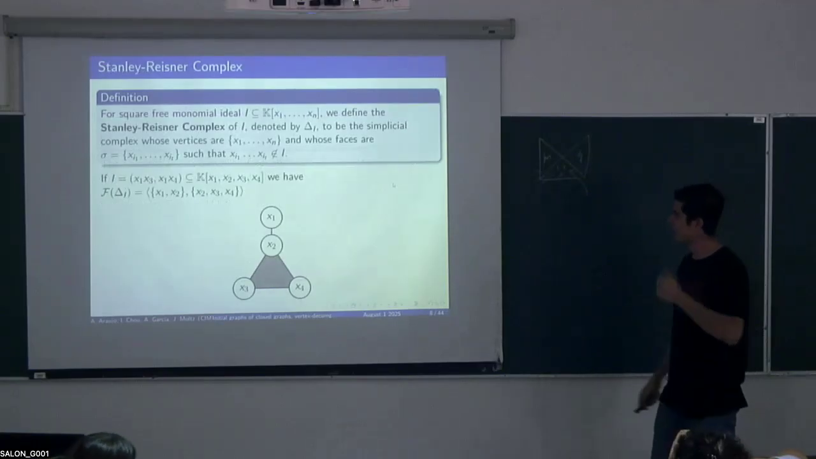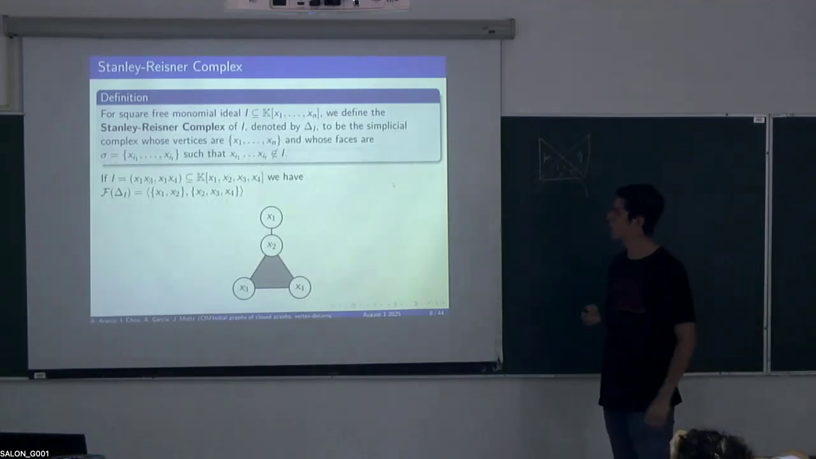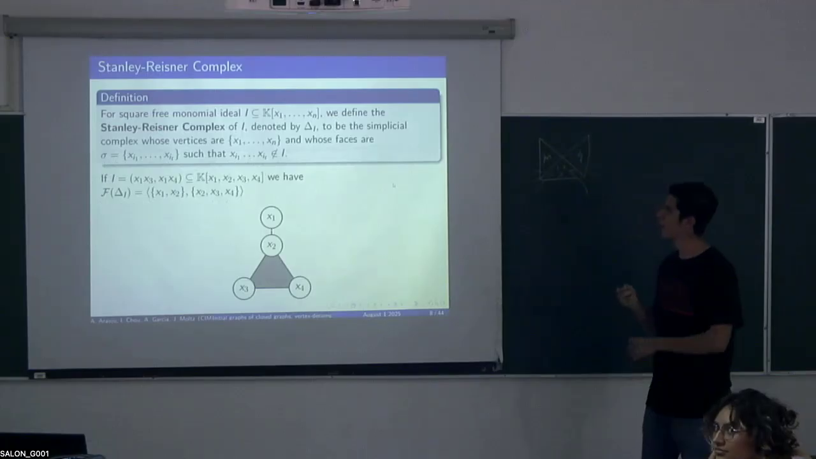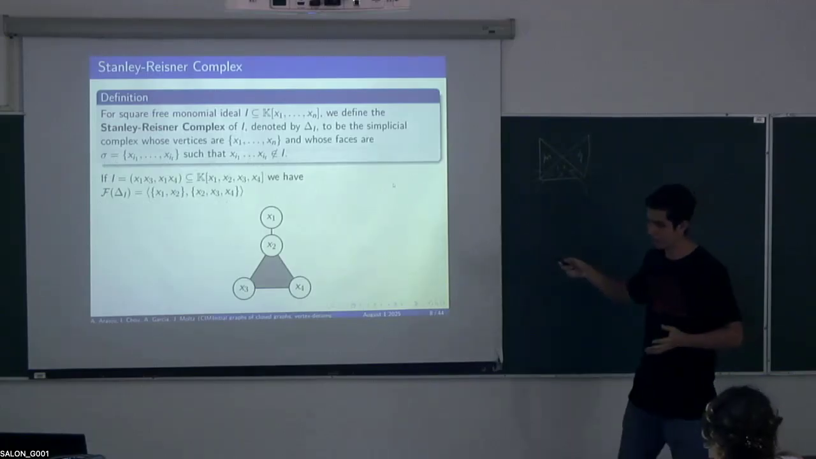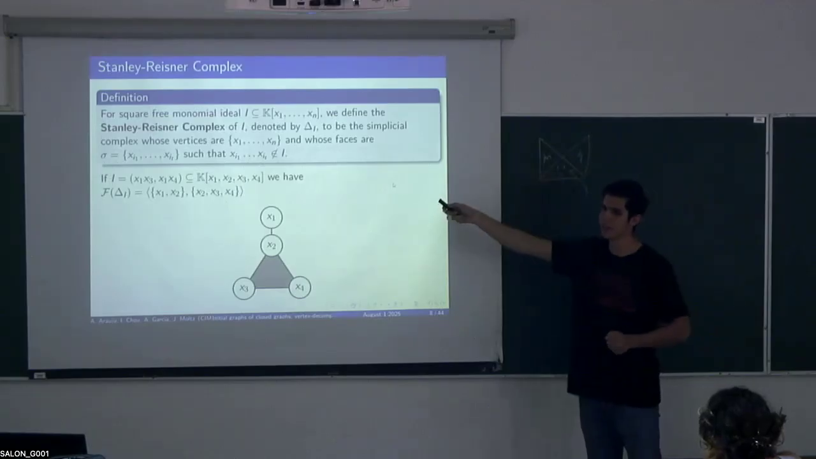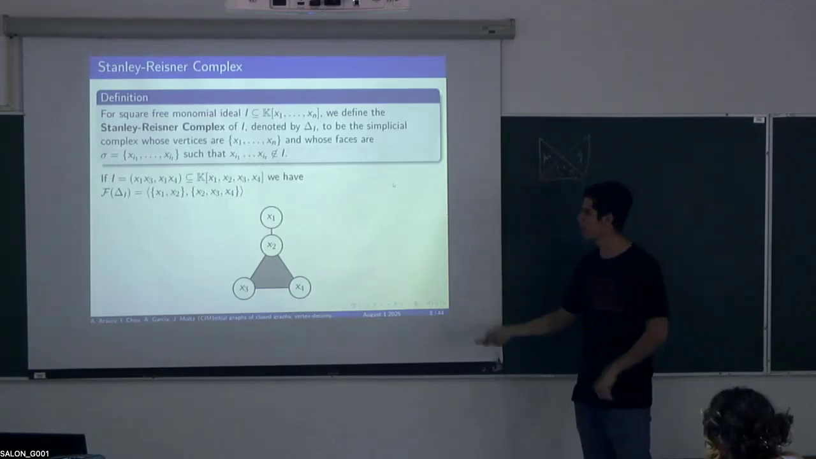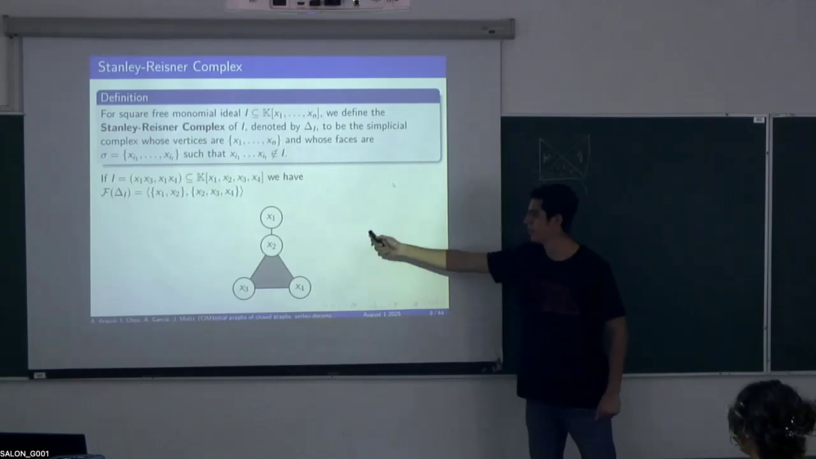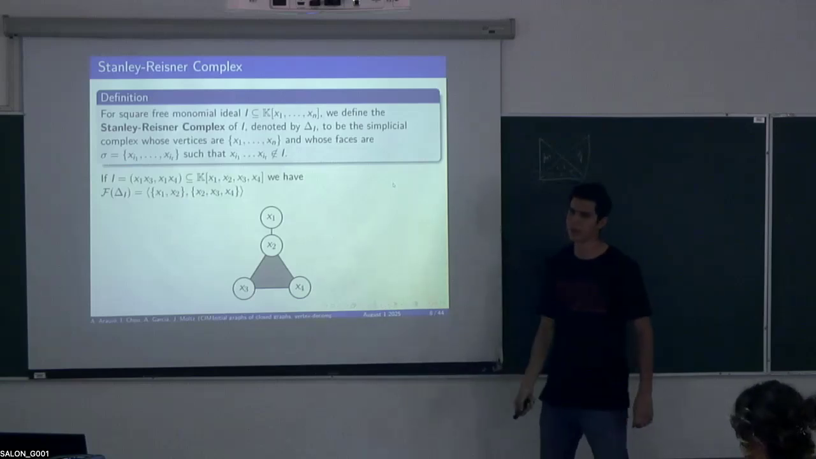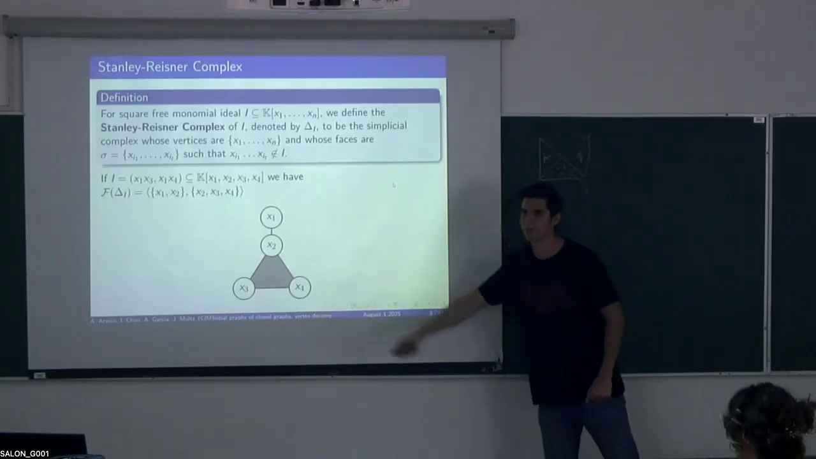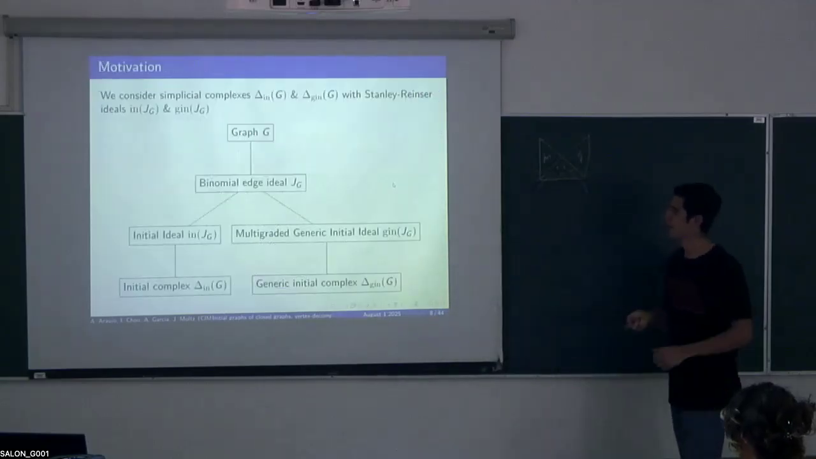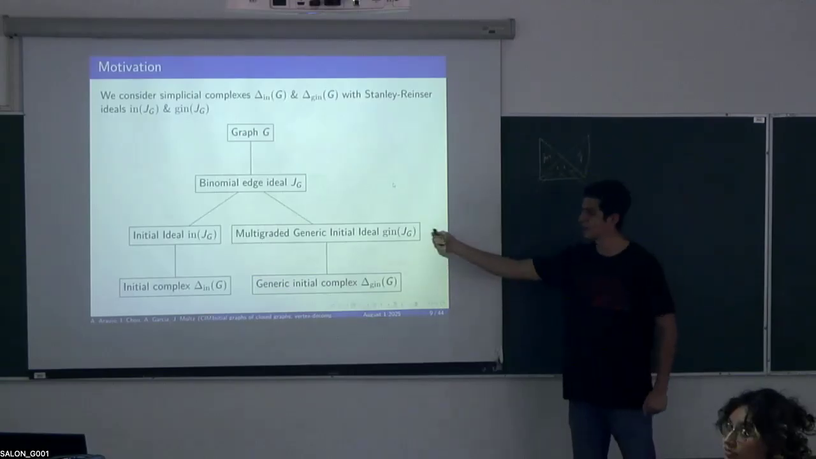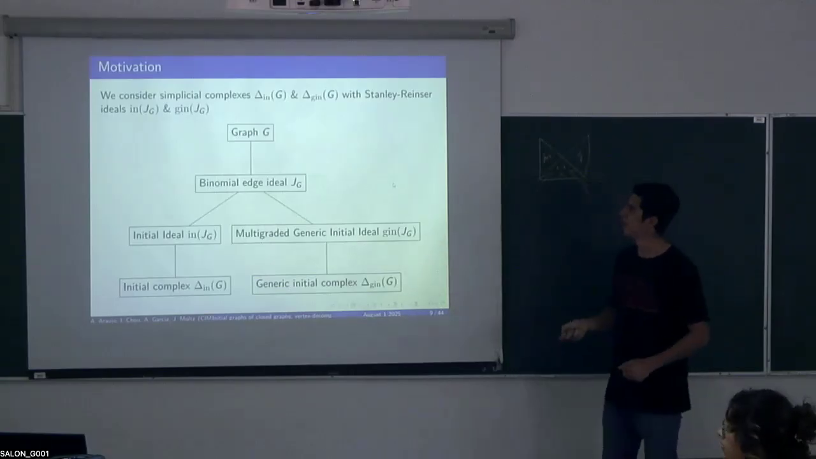And how do we obtain a simplicial complex from an ideal? We take the Stanley-Reisner complex: all the monomials that are not in the ideal, and this needs to be a square-free monomial ideal. Like here, for example, x1, x2 is not in that ideal, and neither is x2, x3, x4. So we obtain this simplicial complex. Okay, so now we can create two different simplicial complexes out of these two ideals.